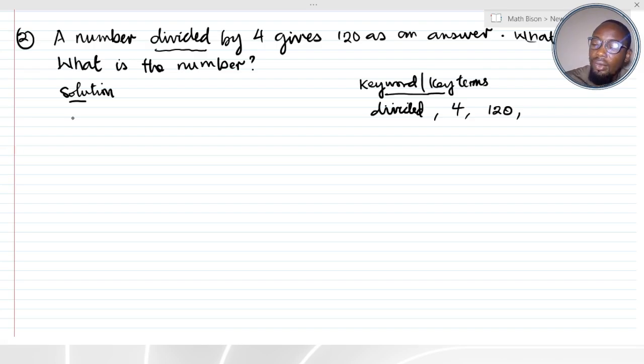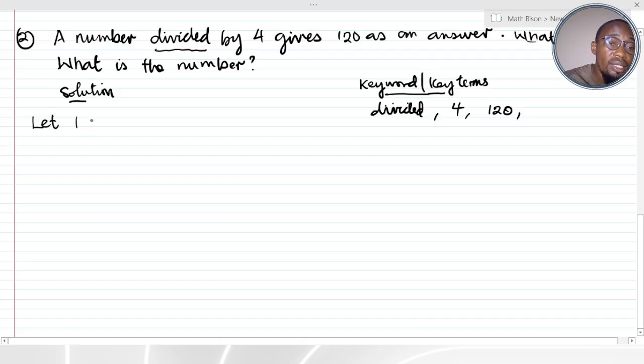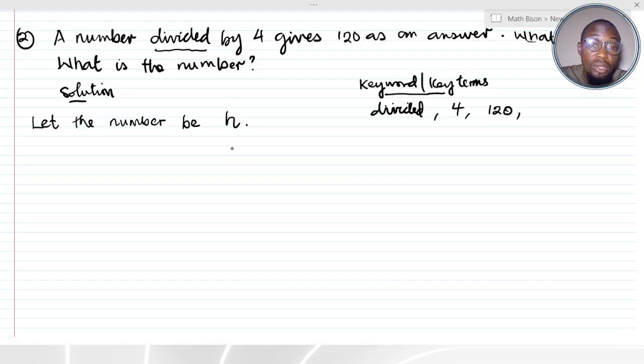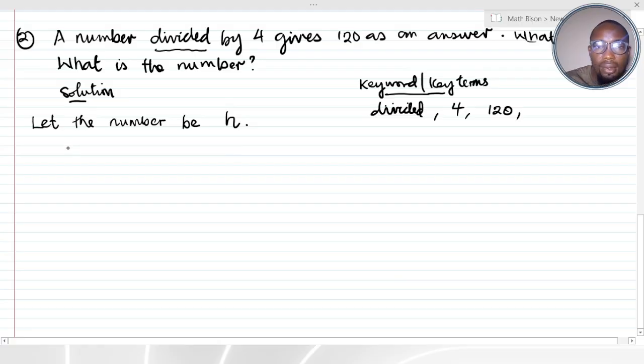What do you do? Let's start with saying, let this number that is divided be, I don't want to use x, I'm going to use h. Let the number be h. So now I'm not going to say a number, I'm going to be saying h. H is divided. H is divided by what? By 4.